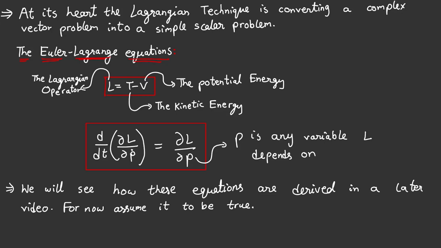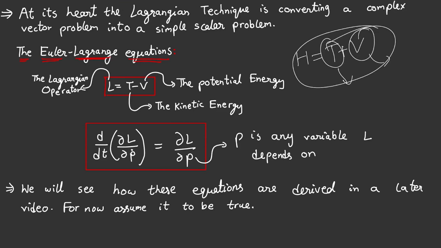So you might be familiar with the Hamiltonian, which is essentially the total energy of the system. So T is the kinetic energy, V is the potential energy. The total energy would be the Hamiltonian. Similarly, the Lagrangian is defined as T minus V. So you first write the total kinetic energy of the system and subtract the potential energy from it to get the Lagrangian. Now, what do we do with this Lagrangian operator?